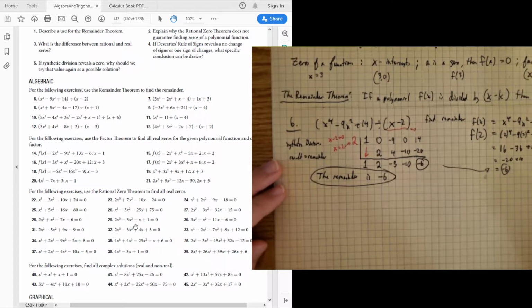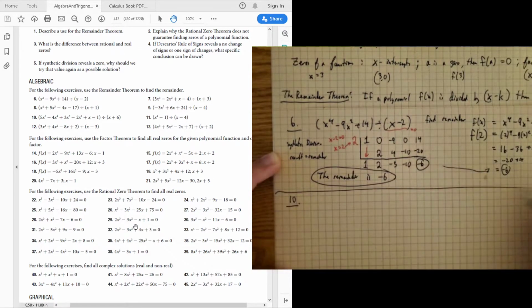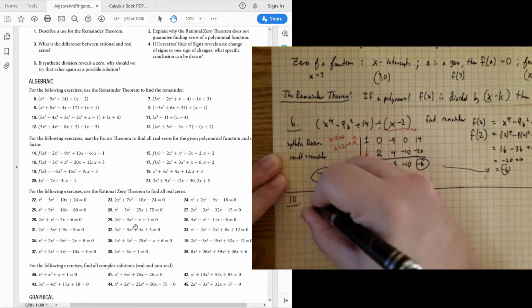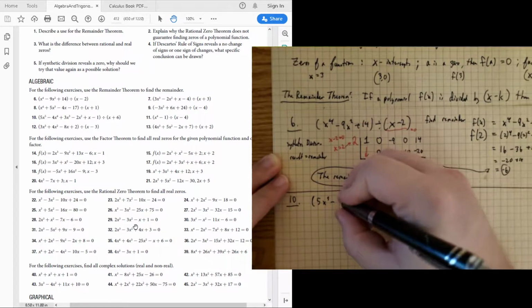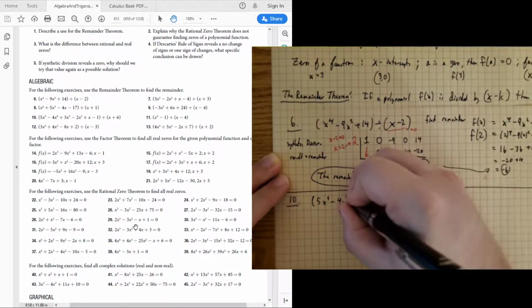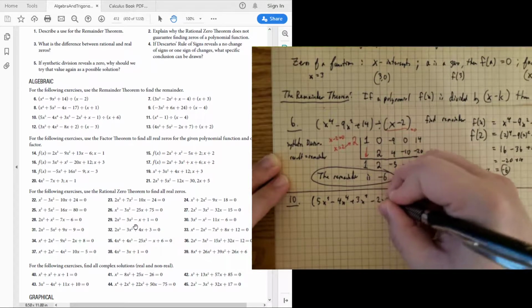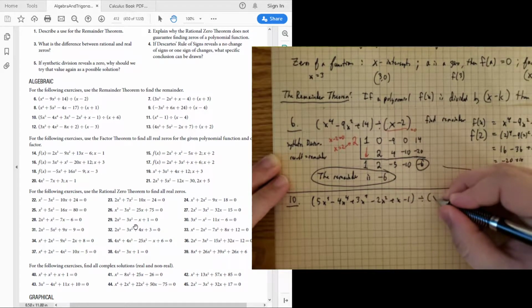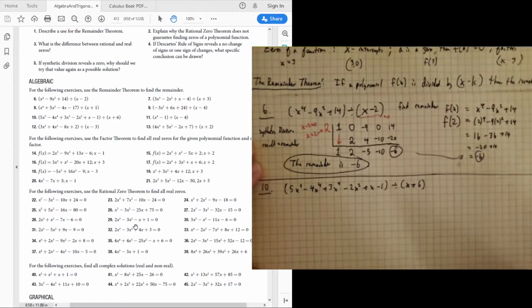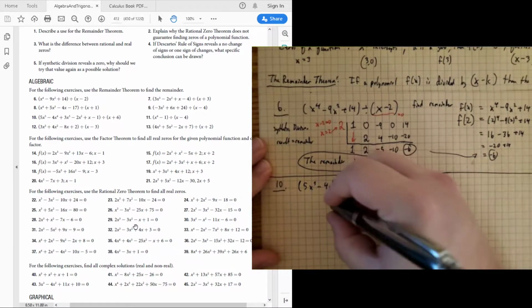Let's now look at number 10 with the same basic principle. So, number 10. Number 10 states, we're going to again use the remainder theorem to find the remainder. Let's see what we got. Number 10, we have 5x to the 5th minus 4x to the fourth, it sounds like a pattern here, plus 3x cubed minus 2x squared plus x minus 1 divided by x plus 6. Okay, we're going to use synthetic division, and then the result should be a remainder. Well, let's set up synthetic division.